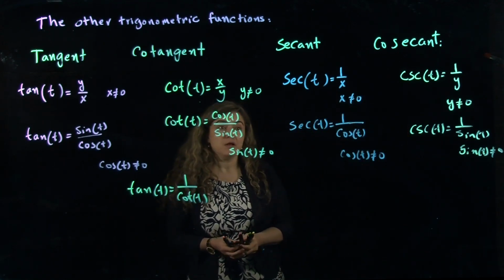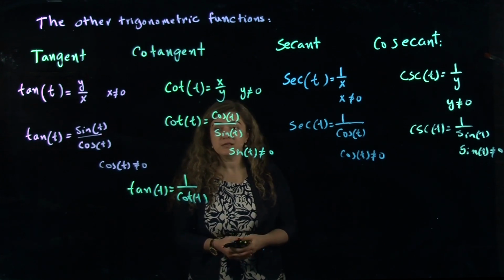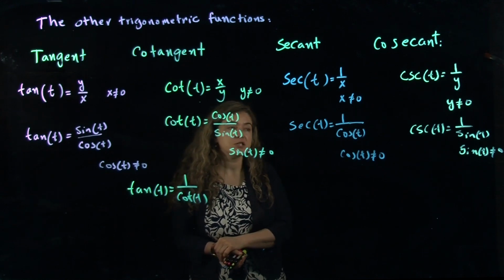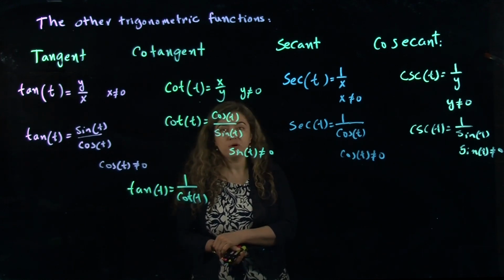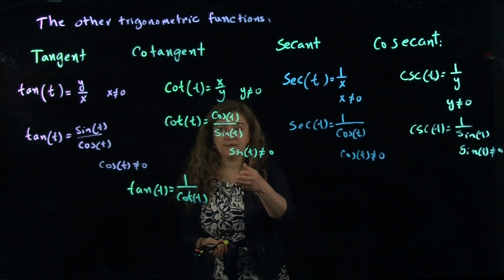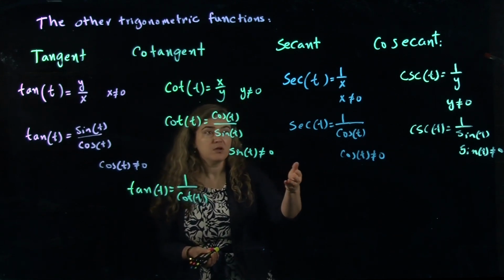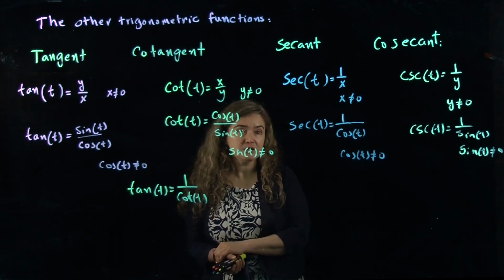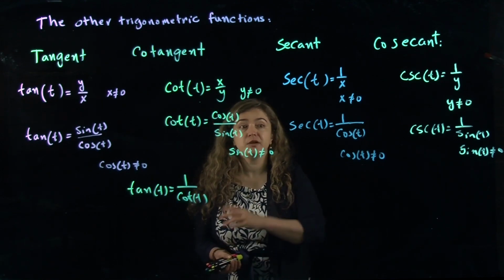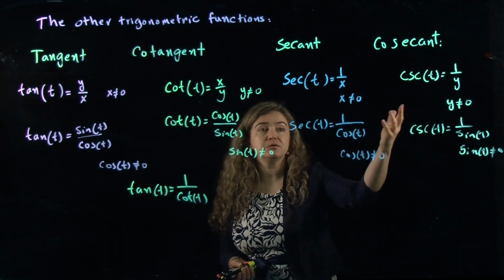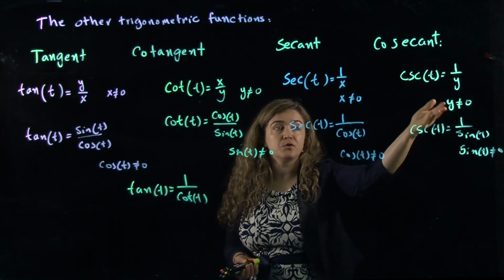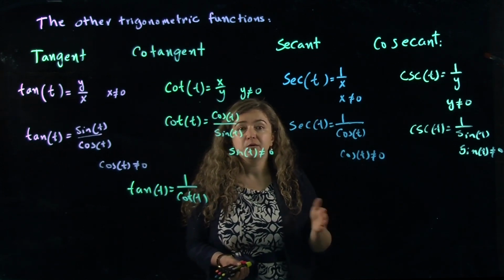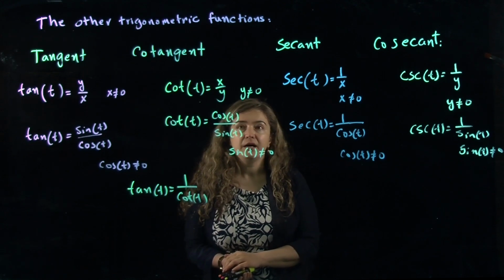These are the quotient formulas for the trig functions. And it's important that where the denominator is 0 for each one of them, you will have a vertical asymptote at those points. So you have to evaluate where cosine of t is equal to 0, or sine of t is equal to 0 for cosecant, and so on, and there will be vertical asymptotes.